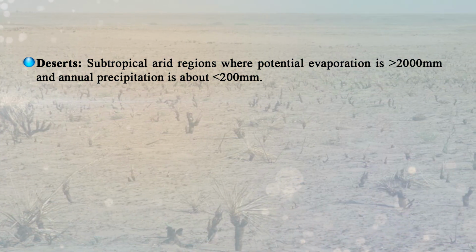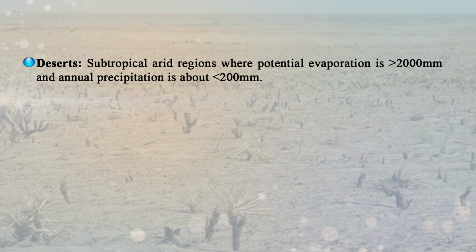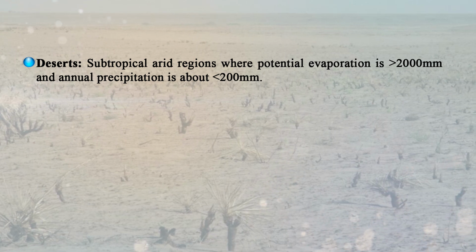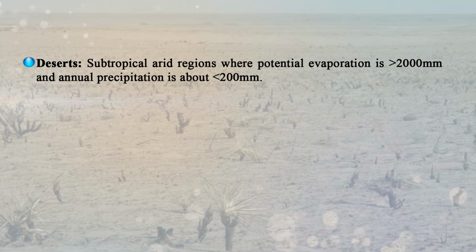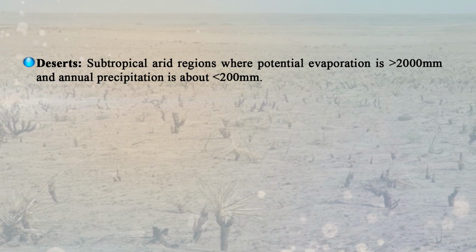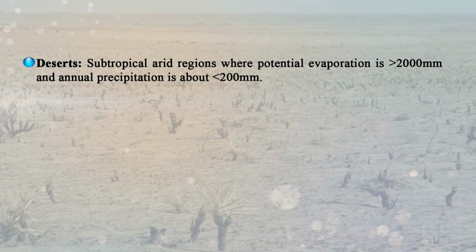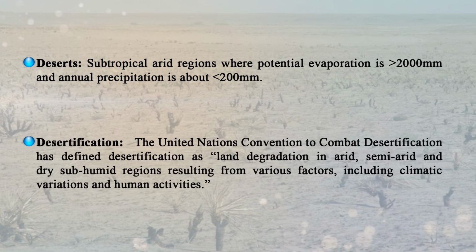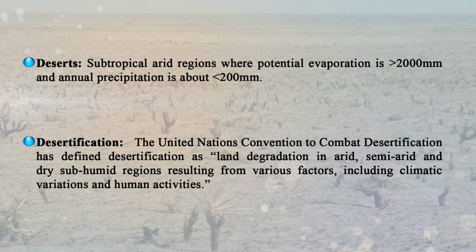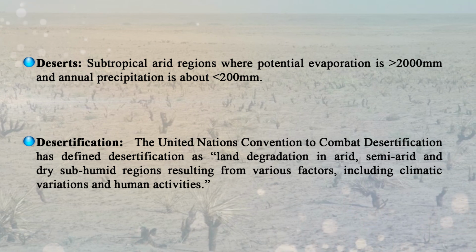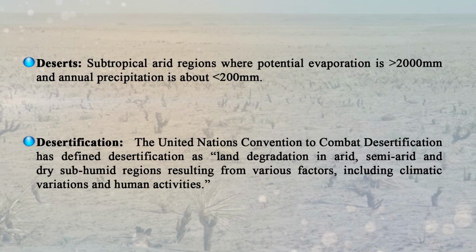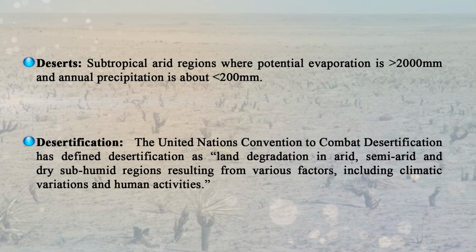These are subtropical arid regions where the potential evaporation is above 2000 millimeter and the annual precipitation is less than 200 millimeter. So, that means the evaporation is more than the precipitation, and then the ground becomes dry. Desertification is also defined by the United Nations Convention to Combat Desertification as land degradation in arid, semi-arid and dry subhumid regions resulting from various factors including climatic variations and human activities.